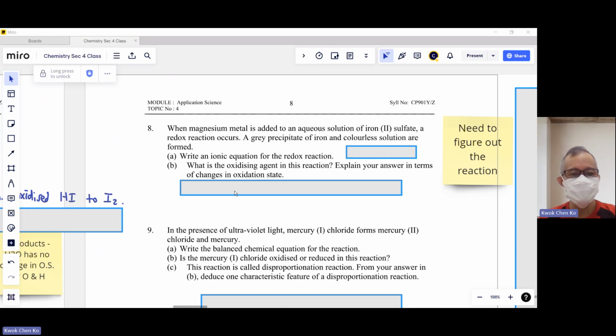What is the charge for SO4? 2-. So what's the charge for Fe then? Yeah, so that's this. -8 + 2 + 6 is also... So Fe decreases in oxidation state. So that's reduction.